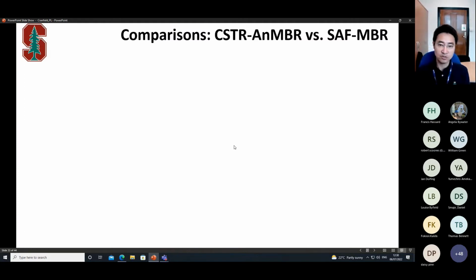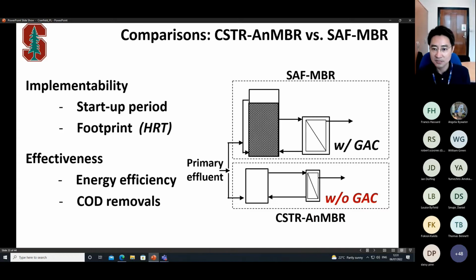What Chuhuan did was compare the CSTR and raw membrane, and then the one with the GAC. This is the system. Let me show you the picture. They have a pilot scale study running in parallel, feeding sewage from Stanford. You can see the first reactor has GAC right here, and a membrane. They use biogas for gas scouring to control the fouling. The other one is without GAC, just a normal anaerobic membrane bioreactor.